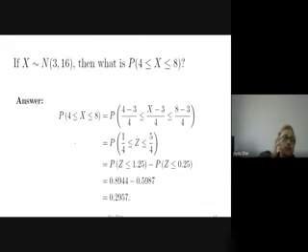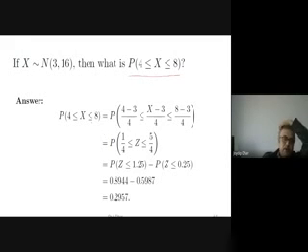Say a problem is given in the framework of a normal distribution. We can change that normal distribution into a standard normal, and then we can use the table values to get the probability of a random variable in any finite interval. For example, if x is a normal distribution with mean 3 and variance 16, what is the probability of this random variable lying between 0 and 8? We have to calculate this.